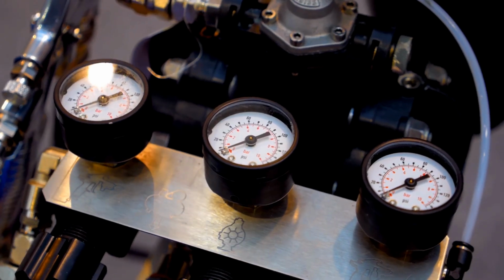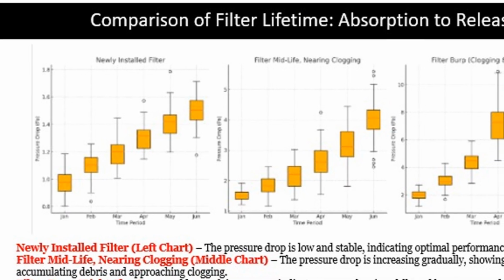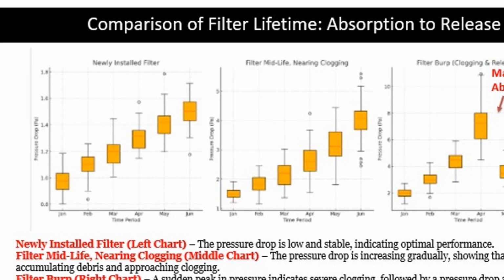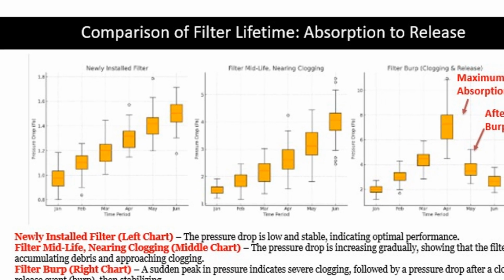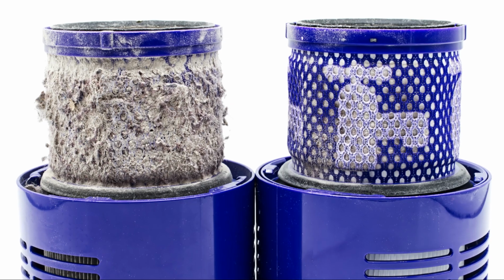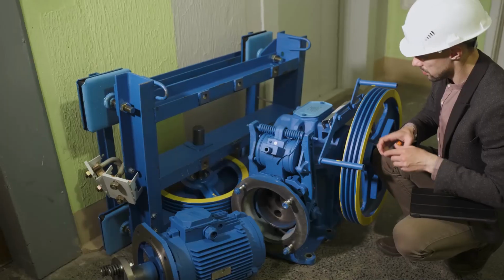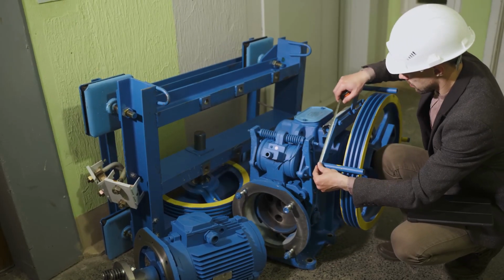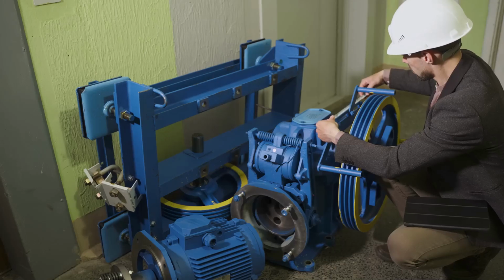Now consider monitoring temperature in a hydraulic system. The lifetime of a filter can be expressed by a box plot time series plot. 1. Newly installed filter. 2. Filter midlife. And 3. Filter burp, where the clogged filter releases into the ambient. This would be indicated by an overheating issue due to a clogged filter. By analyzing these patterns, box plots help maintenance teams act before failures occur, reducing downtime and saving costs.